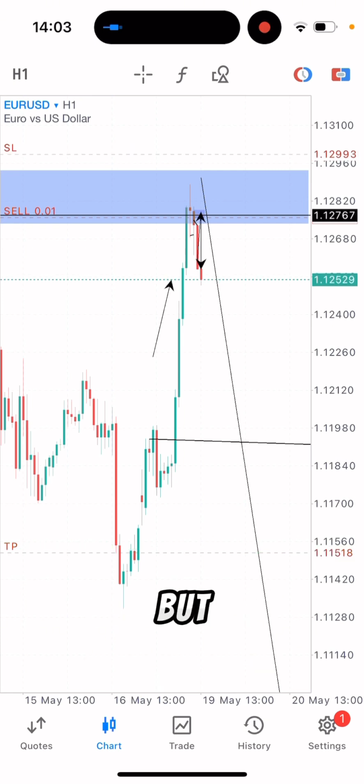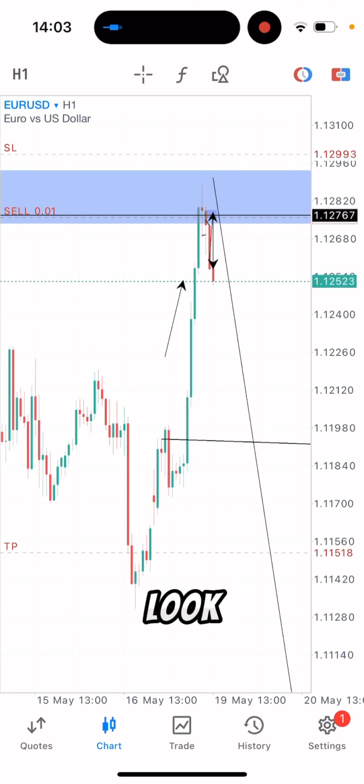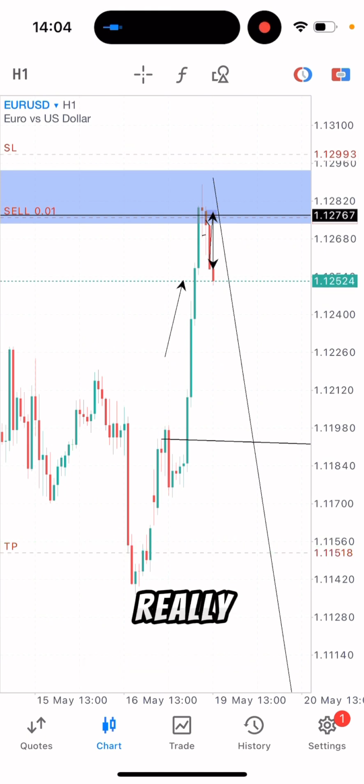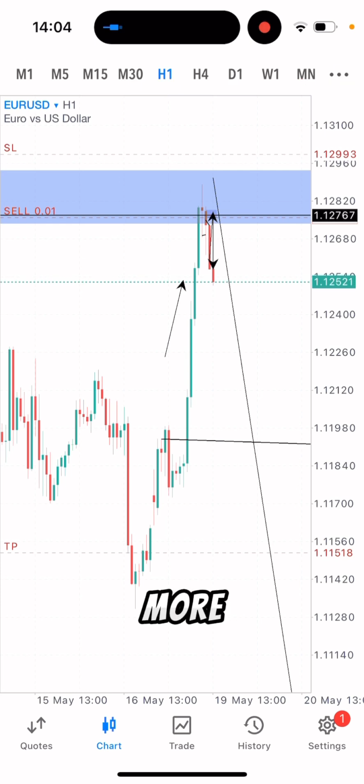But in order for me to scalp with a very big lot size, I have to look for a very tight stop loss, because this stop loss is very big. How many positions of 0.01 will I open to trade a $6 account? That's just three 0.01, and that's not really what I wanted. So I wanted a very tight stop loss so that I can risk more.